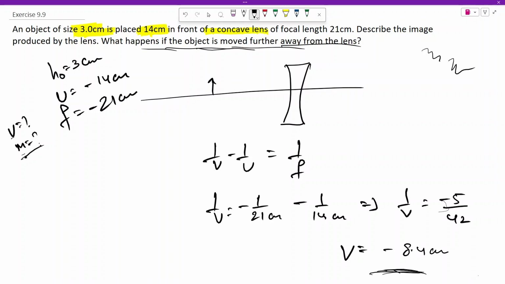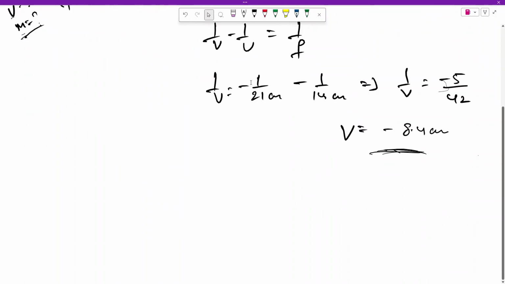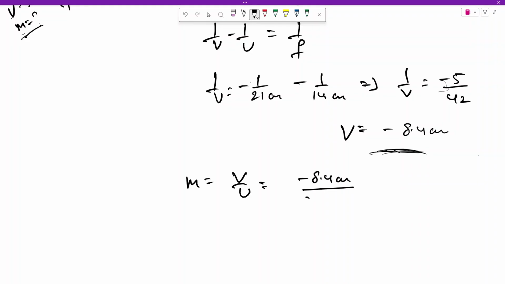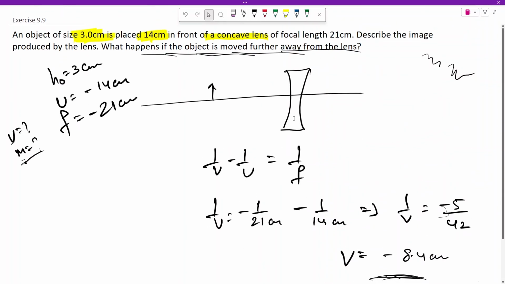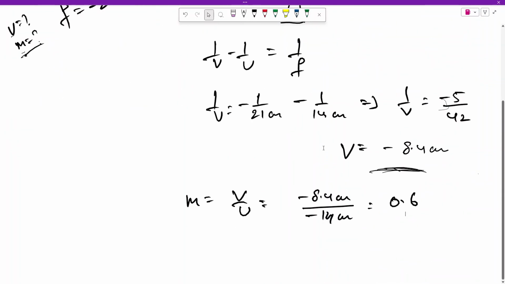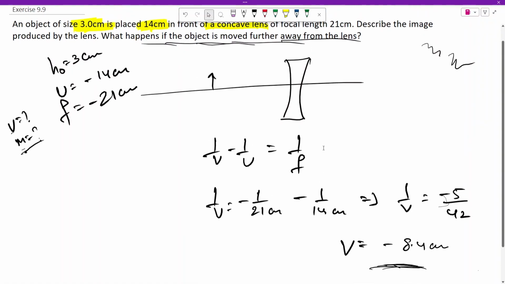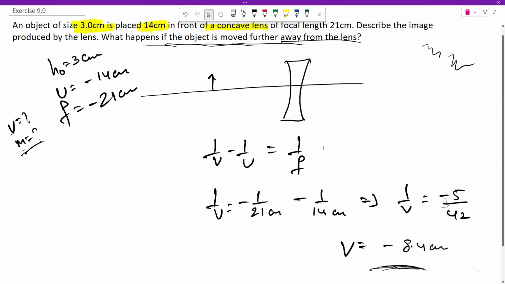Now let us try to find out the value of magnification. Magnification for the lens is defined as v by u. So substituting the values, we will get minus 8.4 centimeter divided by the value of u, which is minus 14 centimeter, and this will give us a value of 0.6. So here magnification is less than 1, that is, the image will be diminished, and magnification is positive. That means the image is going to be virtual and it is going to be erect.